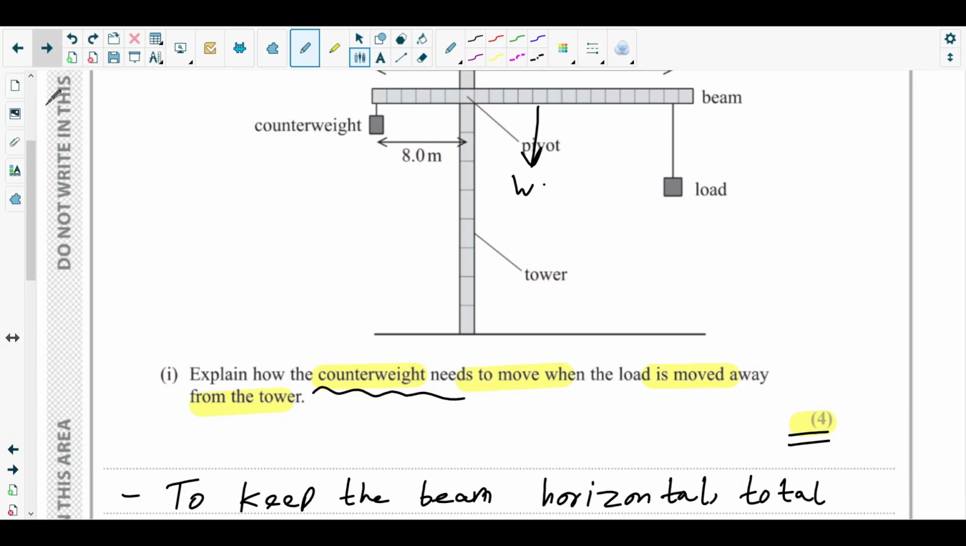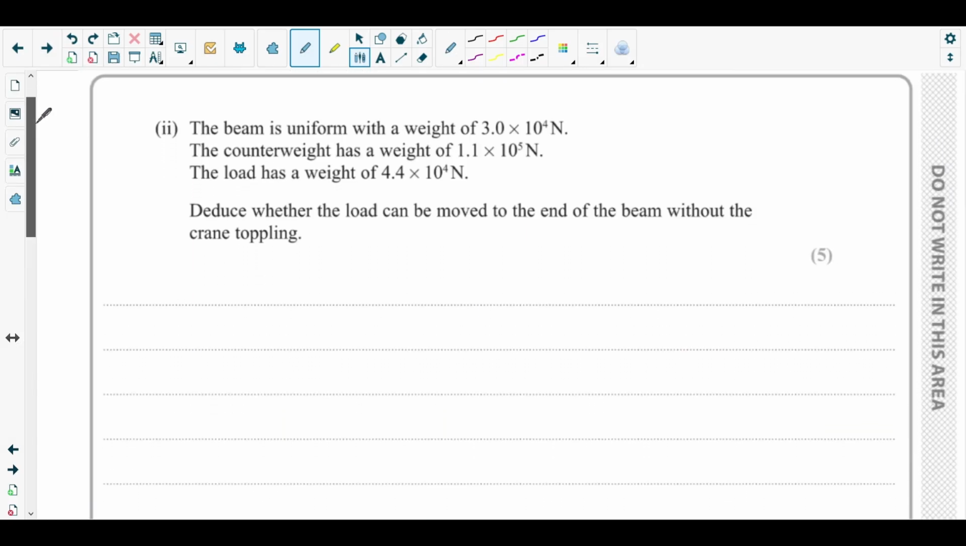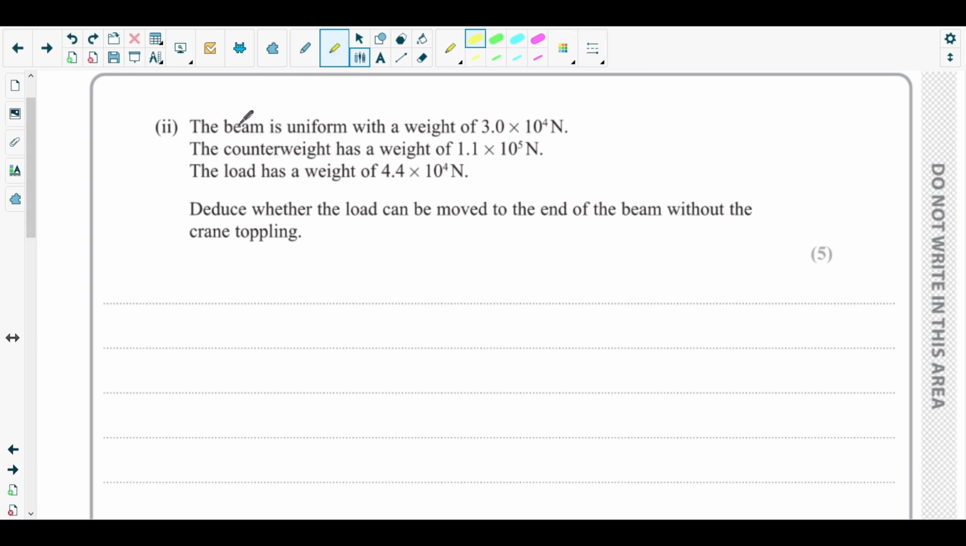Next is part 2 of question B from question number 19. It says the beam is uniform with a weight of 3 times 10 to the power 4 Newton. The counterweight has weight of 1.1 times 10 to the power 5 Newton. The load has weight 4.4 times 10 to the power 4 Newton. Deduce whether the load can be moved to the end of the beam without the crane toppling.